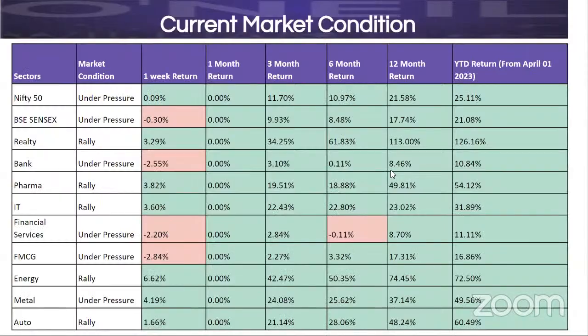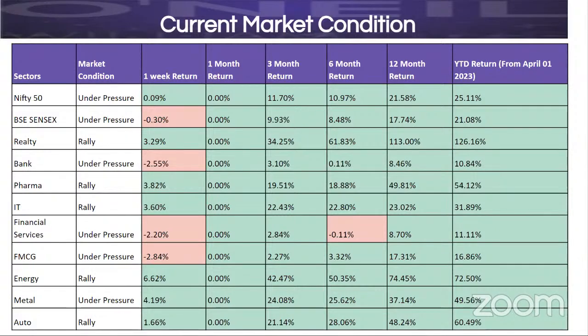So first, as usual, whenever we start this session, we try to capture the whole glimpse of the market, how the market is currently placed, how our benchmark indices Nifty 50 and Sensex are placed, and then how these other key indices are placed. As you can see here, Nifty 50 and Sensex both are trending under pressure, and the last 1 week return is almost flat or flat to negative, I can say.